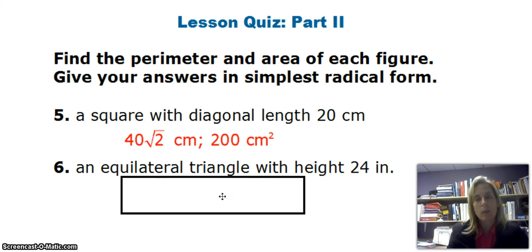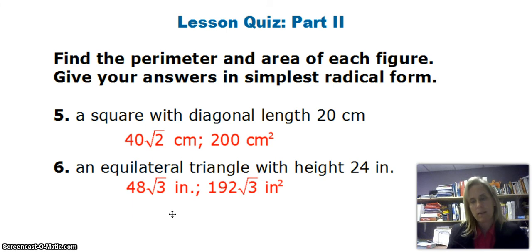An equilateral triangle with a height of 24. Oh, by the way, we had to find the perimeter, right? The perimeter, so you had to multiply that by 4. This is an equilateral triangle, so we'll multiply it by 3, right? And we get the answer.